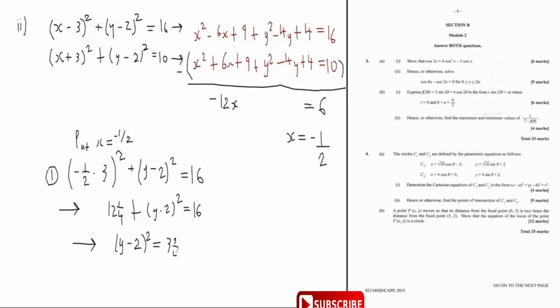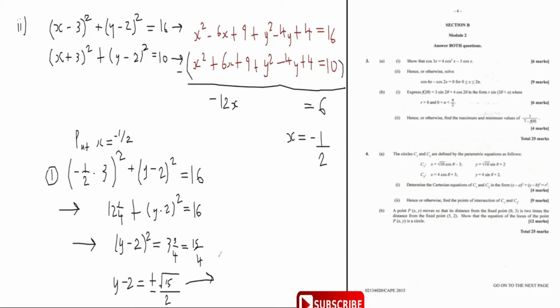And so then what you do is square root both sides. So you square root both sides to get y minus 2 is equal to plus or minus. Remember, when you square root, you get two values. Square root of 3 and 3 quarter. I'm not going to write 3 and 3 quarter. This is 15 over 4. And so it is plus or minus the square root of 15 over 4, which is known as the square root of 15 over 2. So it's plus or minus the square root of 15 over 2.